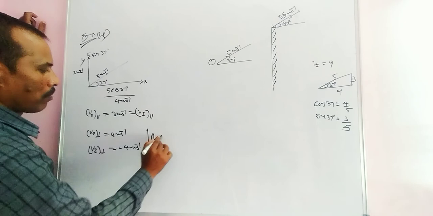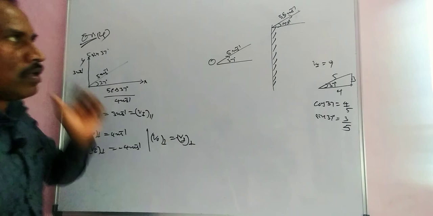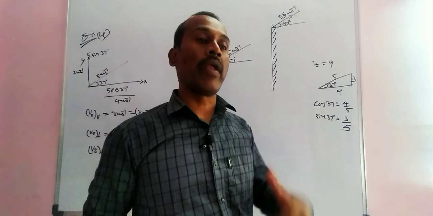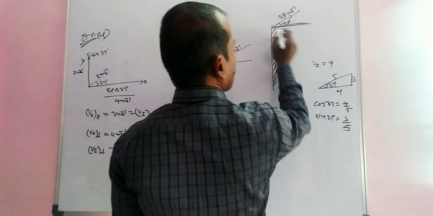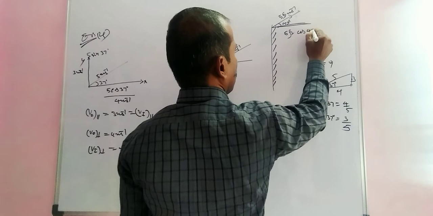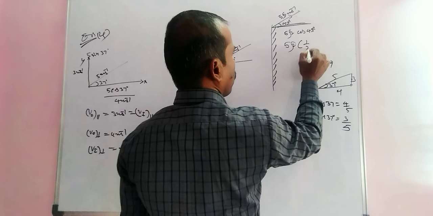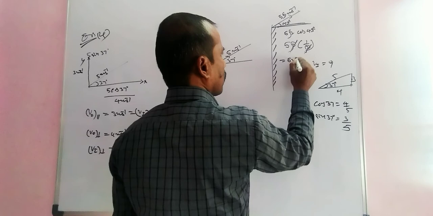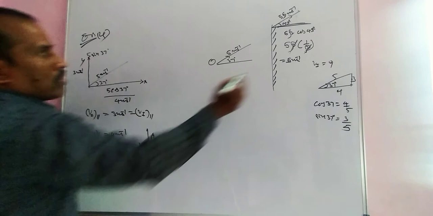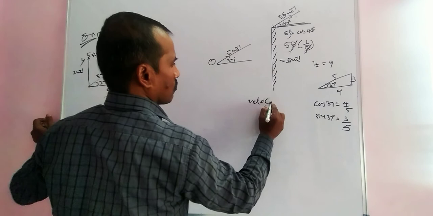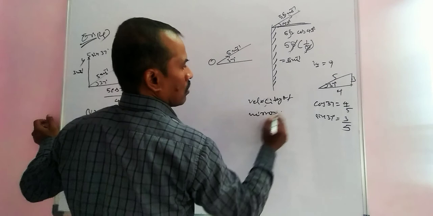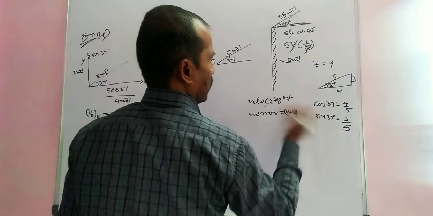Now for the velocity of the mirror, take the x component: 5 root 2 cos 45 degrees. Cos 45 is 1/root 2, so the root 2 gets cancelled, which is equal to 5 meters per second. The velocity of the mirror perpendicular to the object is vm equal to 5 meters per second.